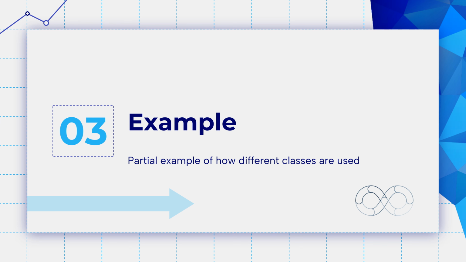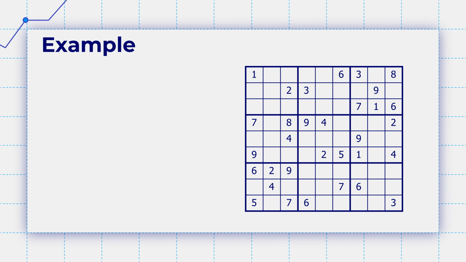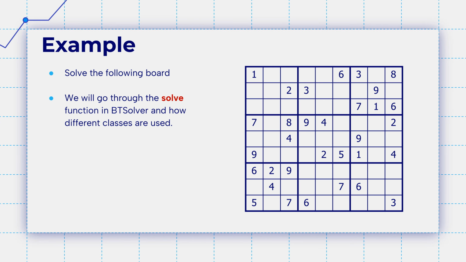Now, we're going to go through an example that hopefully will make it a little bit more clear on how different classes are used. Let's say you were given the following board to solve. We're going to go through the solve function that is available in the BT solver and an overview of the way the engine works.